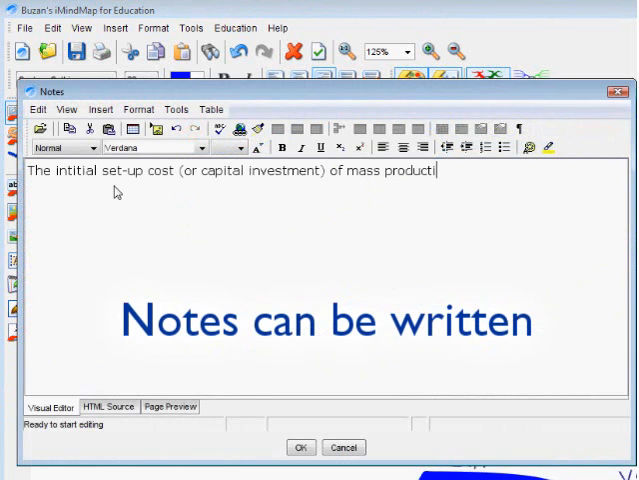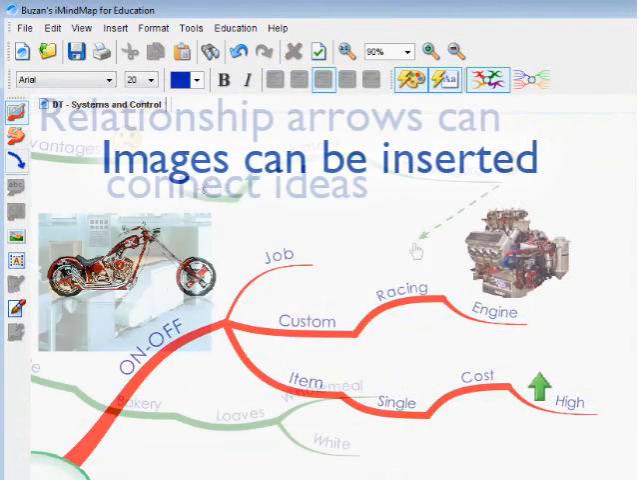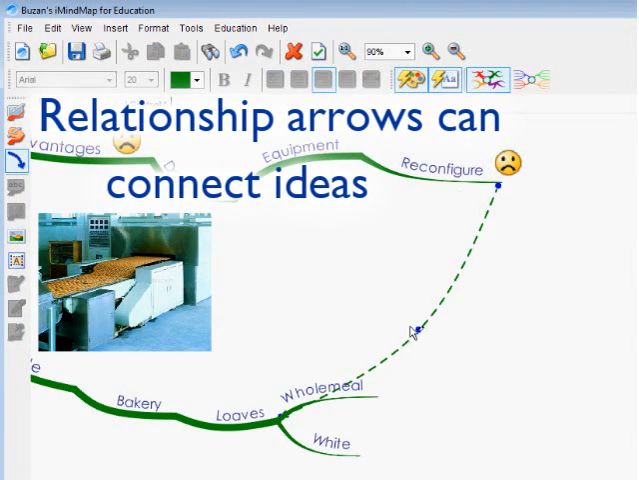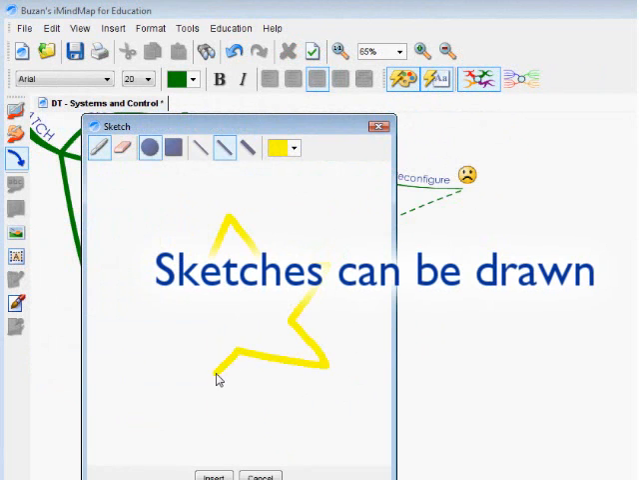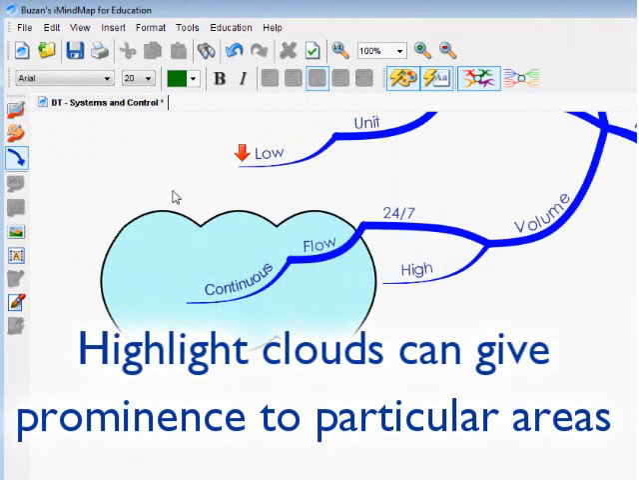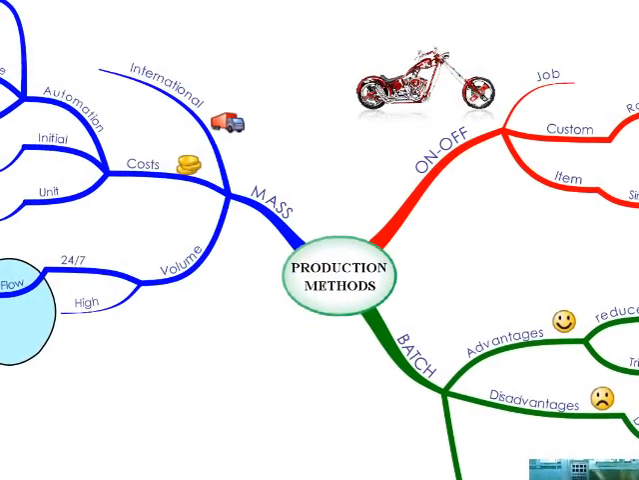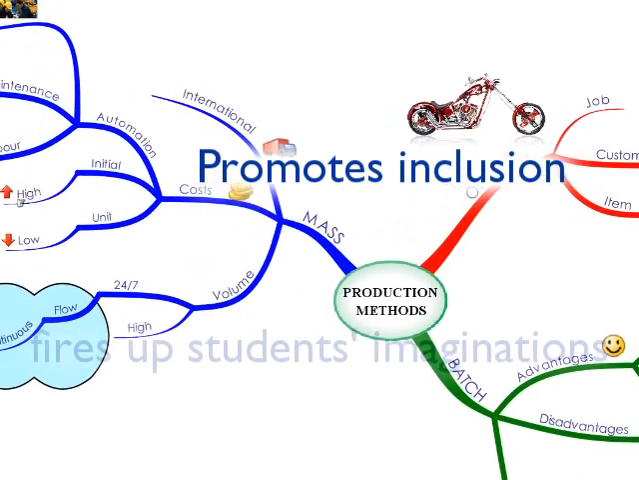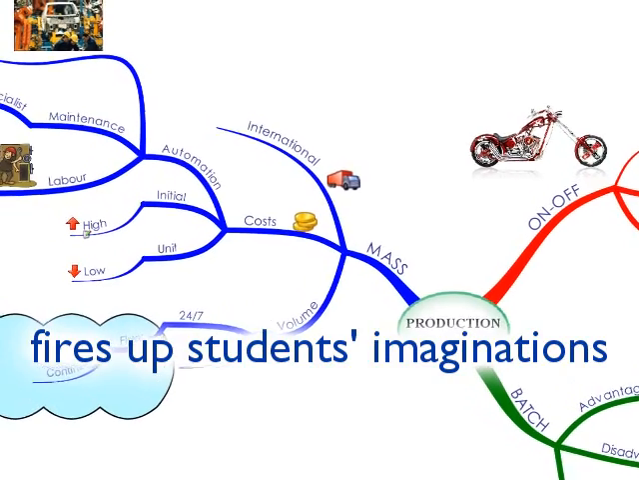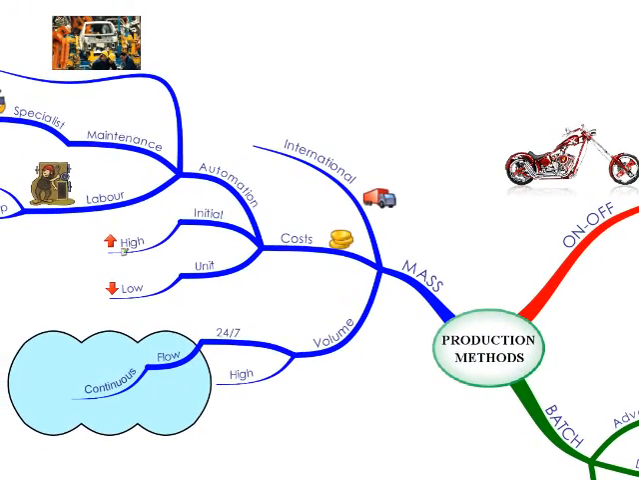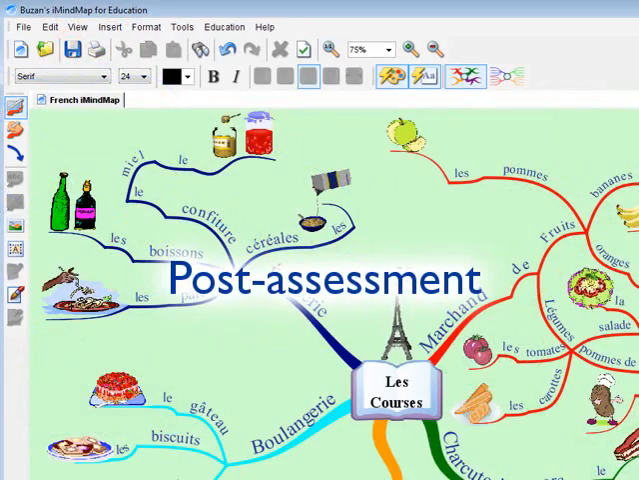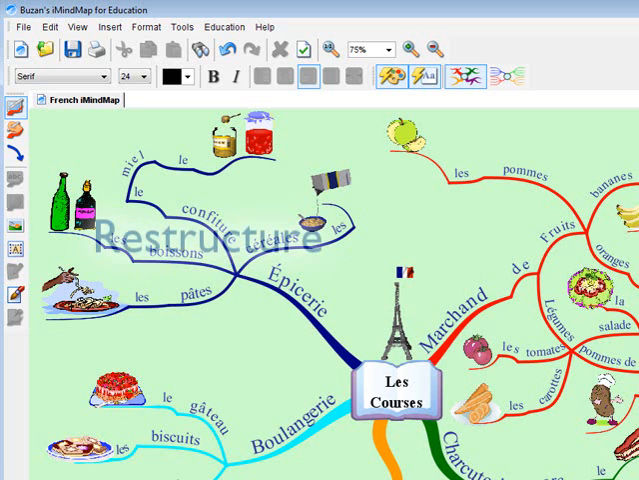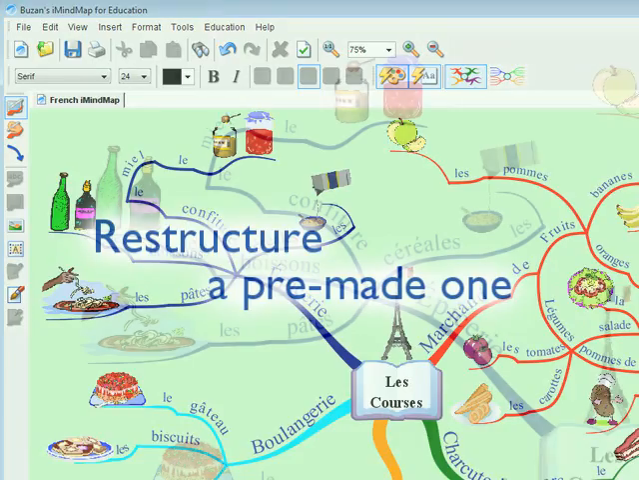Notes can be written, images can be inserted, relationship arrows can connect ideas, sketches can be drawn, and highlight clouds can give prominence to particular areas. Such a method really promotes inclusion and fires up students' imaginations, ready for you to start teaching the topic in hand. For post-assessment, instead of getting students to create a map from scratch, get them to restructure a pre-made one.